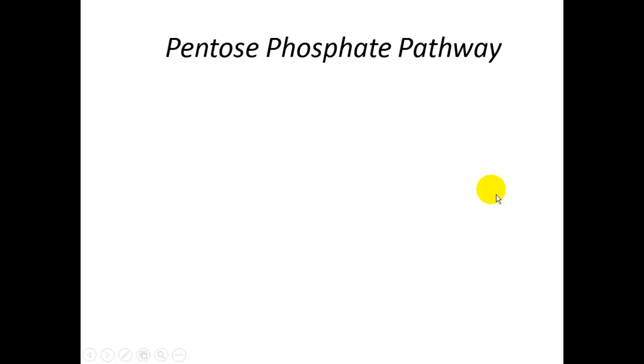The pentose phosphate pathway is a metabolic pathway that's found in many cells in the human body. It's particularly enriched in liver cells, red blood cells, adipose tissue cells, and adrenal cortex cells. These types of cells are very much enriched in pentose phosphate pathway enzymes.